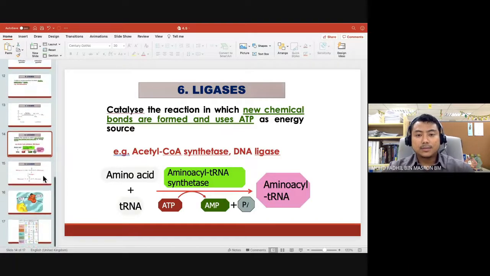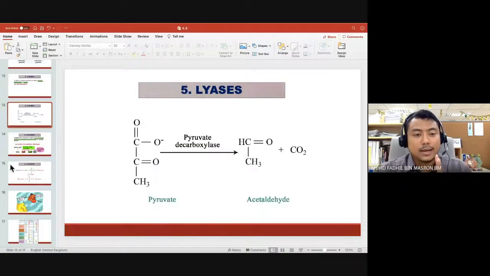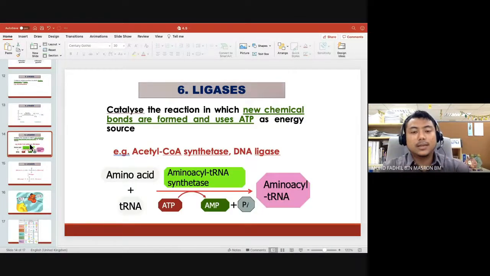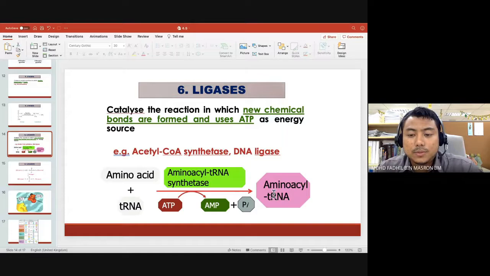Next, last but not least is ligases. It will catalyze the reaction in which new chemical bonds are formed and uses ATP. Pendek cerita, ligases potong, ligases cantum. Tengok contohnya acetyl CoA synthetase ataupun DNA ligase. Dia cantumkan amino acid dengan tRNA untuk menjadi amino acid tRNA.